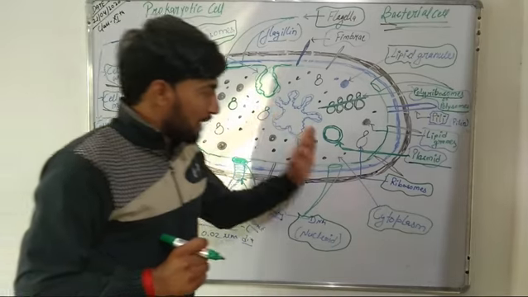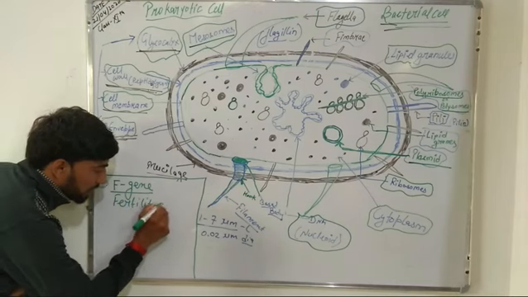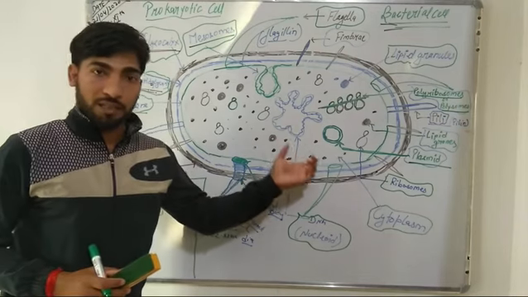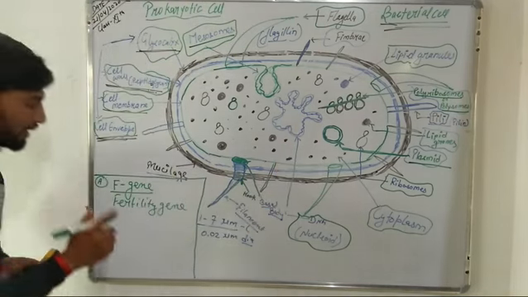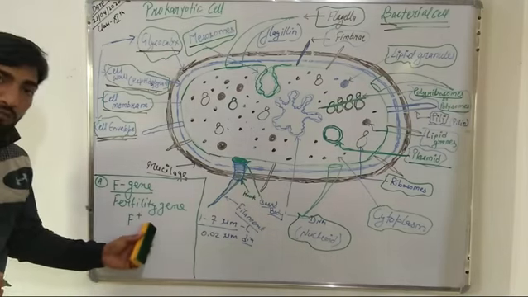Further, this plasmid consists of 3 different types of genes. The first gene present in the plasmid is called the F gene. This F gene is the fertility gene. So, if the plasmid is present in a bacterial cell, then this bacteria is known as F plus bacteria, that is, F positive bacteria.